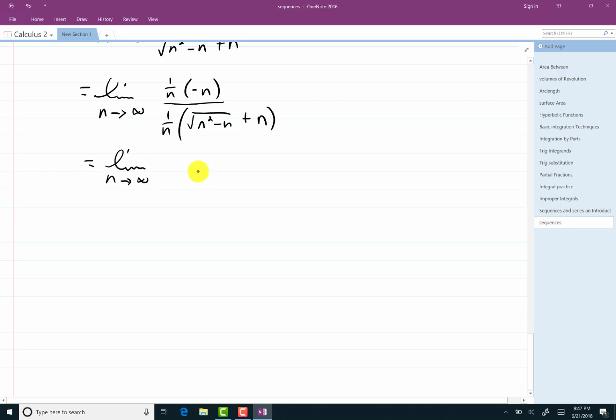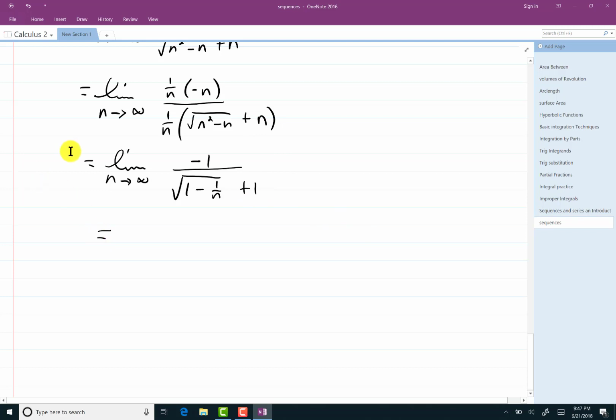The numerator becomes -1, and the denominator, when I multiply this through or distribute it, remember when it comes inside of here, it's going to become a 1 over n squared. So I'll have the square root of 1 minus 1 over n. That's the result of doing n divided by n squared. And then when I multiply over to n, I'll get a plus 1 over here.